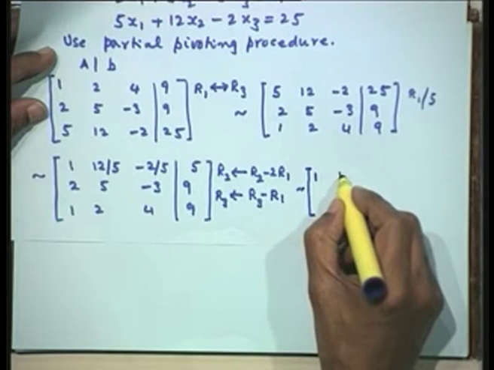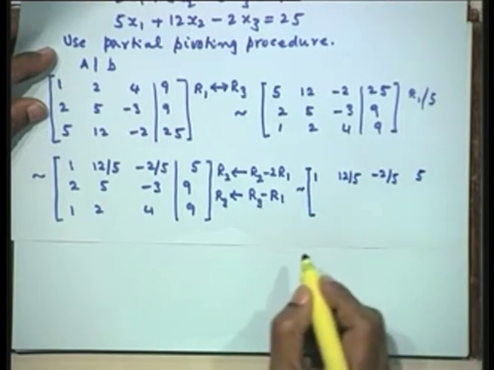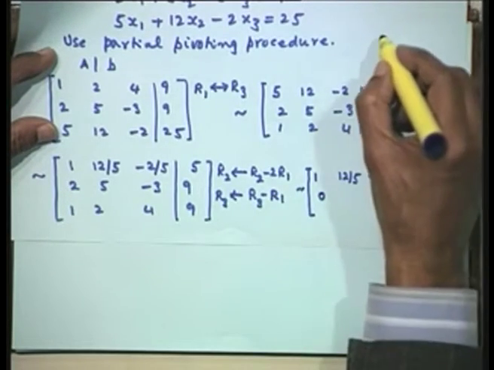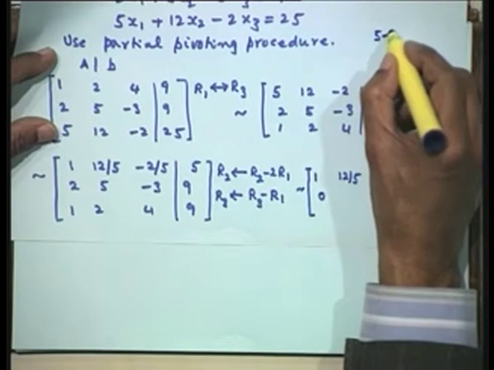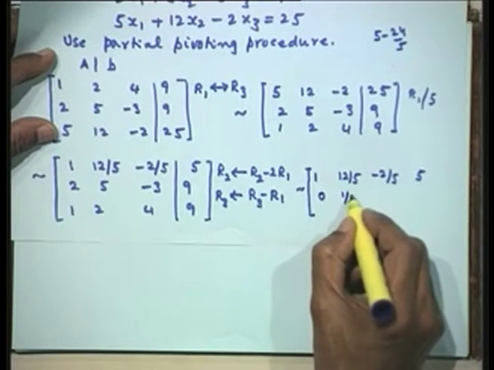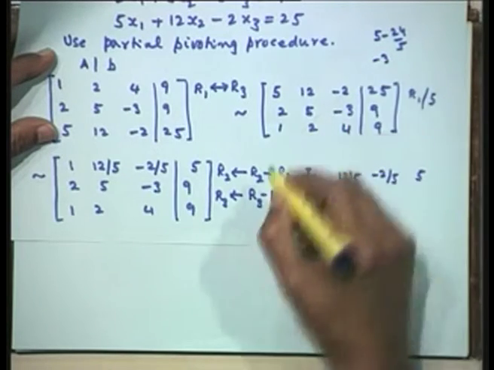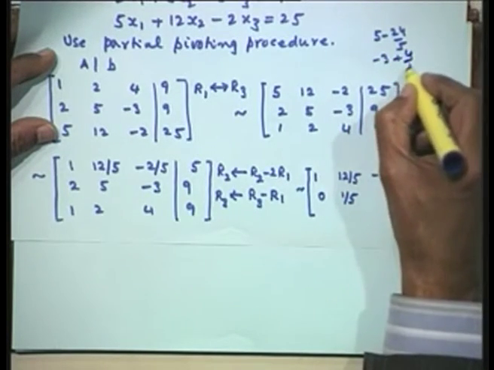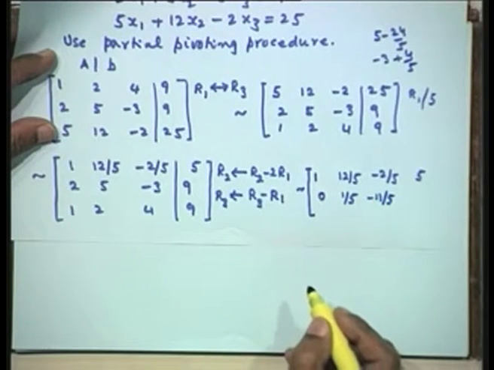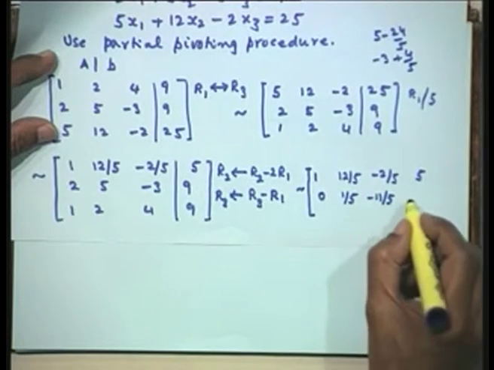So, 1, 12 by 5, 2 by 5, 5, and then 2 times this, subtracting this is 0. So, I can just put these values over here. We are multiplying 2, minus 24 by 5. So, I will have here 1 by 5, 1 by 5, then we have this as minus 3 minus this plus 4 by 5. So, that is minus 11 upon 5, minus 11 upon 5. Then we are multiplying 2 and subtracting, so I have minus 1 here.